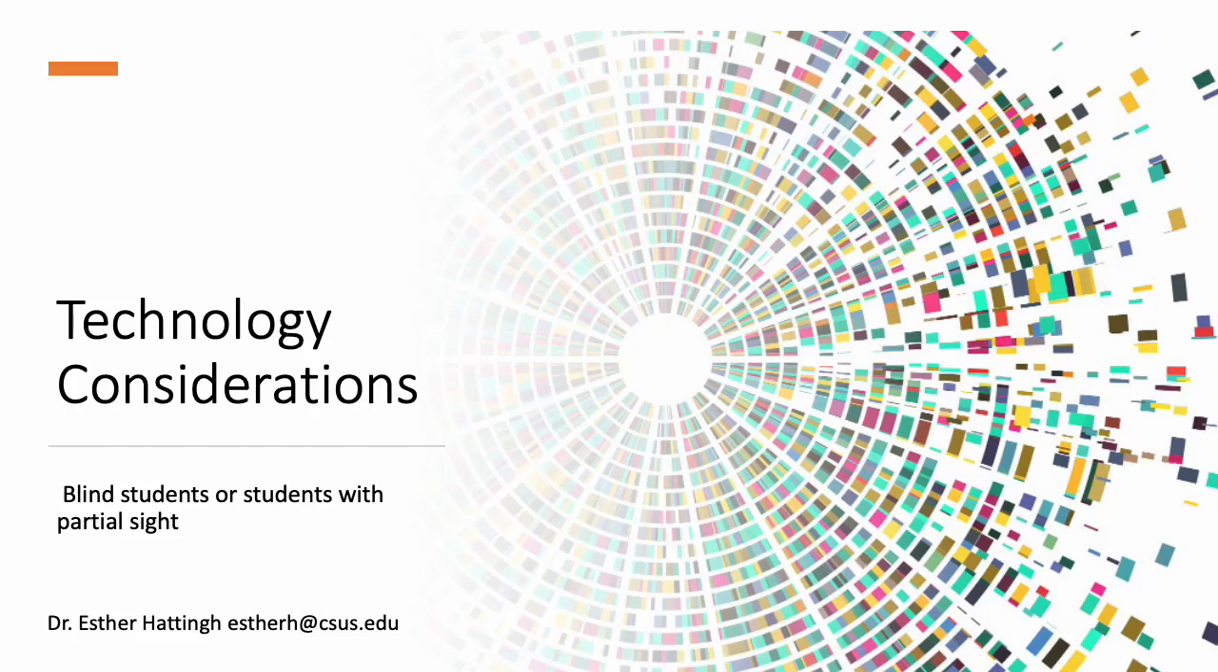Today we will discuss technology considerations for blind or partial sight students. Helen Keller, an American author and activist, lived from 1880 till 1968, and she says the only thing worse than being blind is having sight but no vision. I hope you are familiar with the story of Helen Keller and her teacher, Anne Sullivan, which became widely known due to her autobiography, The Story of My Life.